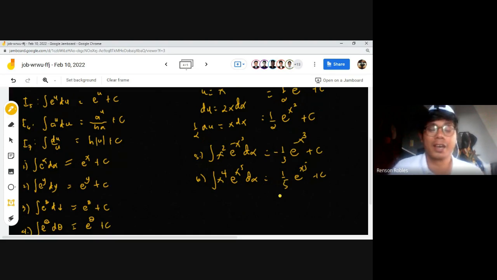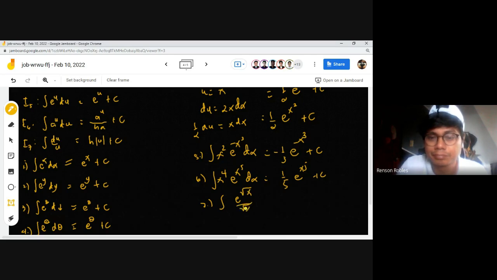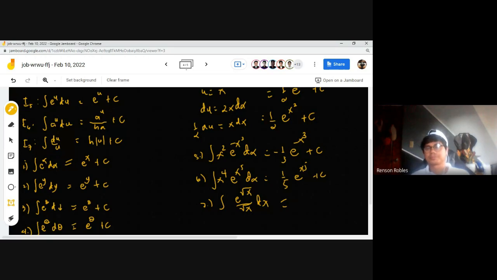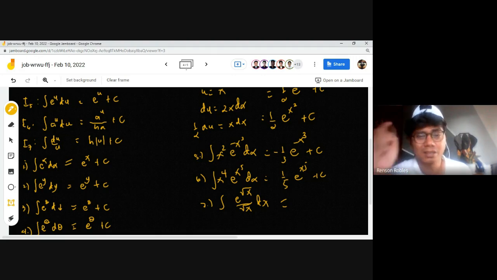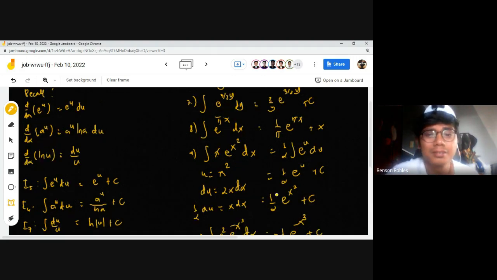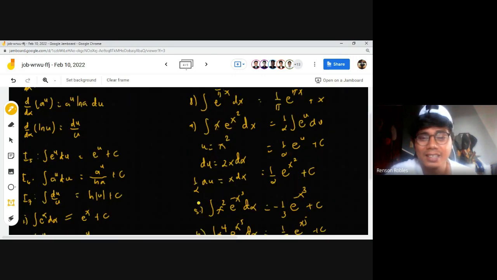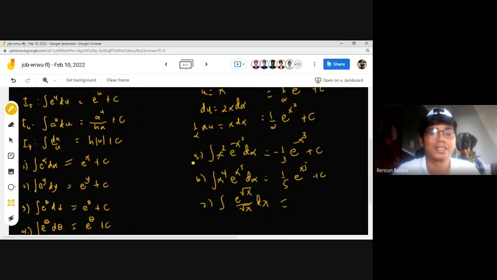Okay? 7. Integral of e to the square root of x all over square root of x dx. Nasasatisfy ba nung number 7 yung form na pinag-uusapan natin? Number 7 pa lang ba? Sorry. 6, 7, 8, 9. This one is 10 pala. Sorry.